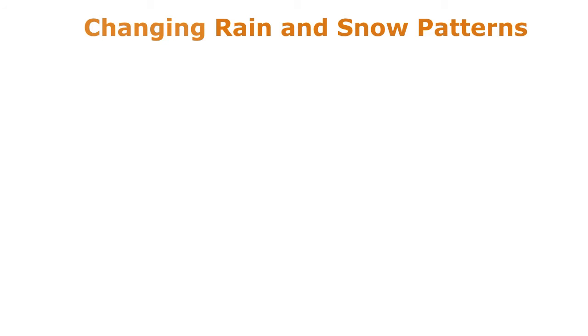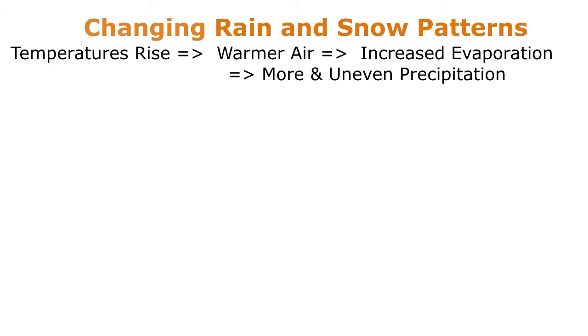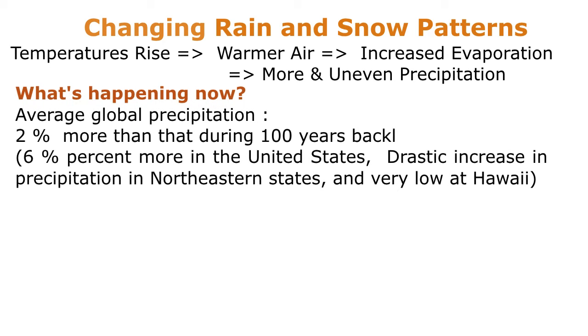So what is now happening is the sequence: uneven precipitation, not just increased precipitation, uneven precipitation in different locations. On average, the world is already getting more precipitation now than it did 100 years ago: 6% more in the United States and nearly 2% more worldwide. The effect varies by region though. For example, states in the northeast are getting more precipitation than they used to get, but on the other side, places like Hawaii are getting less precipitation.